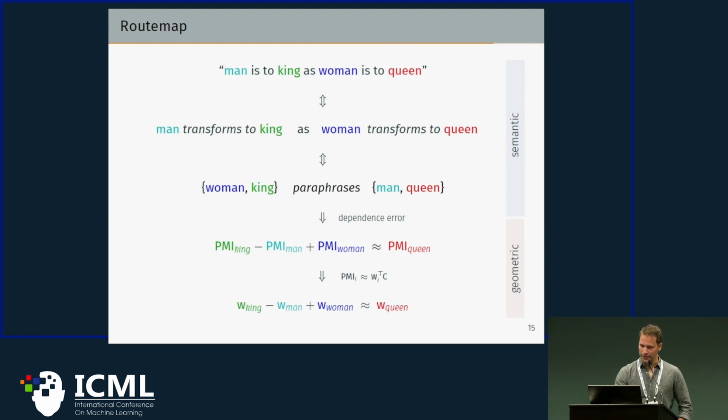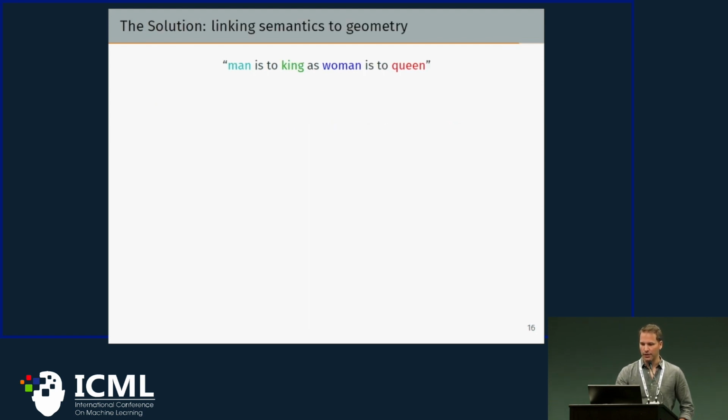And then by projecting down to low dimensions, we have this relationship between word embeddings, and we have completed the link between semantic analogy relationships and the relationship observed between word embeddings. That is to say, if man is to king as woman is to queen, then it directly implies that we have this relationship between word embeddings with known error terms.